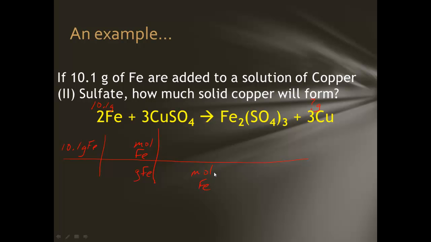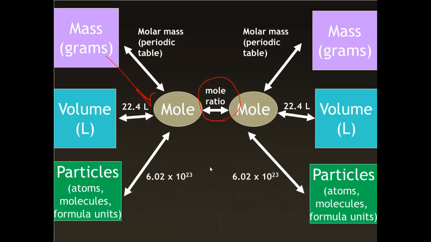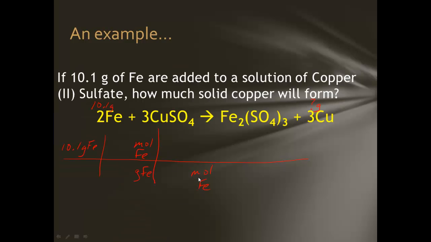Now at this point, I'm at the mole ratio. I can change my chemical. This is chemical number 1. This is chemical number 2. Okay? So I can change my moles of Fe, which is what I'm given, to my moles of copper, which is what I'm looking for. So moles of copper. Diagonal down, same thing, moles of copper.